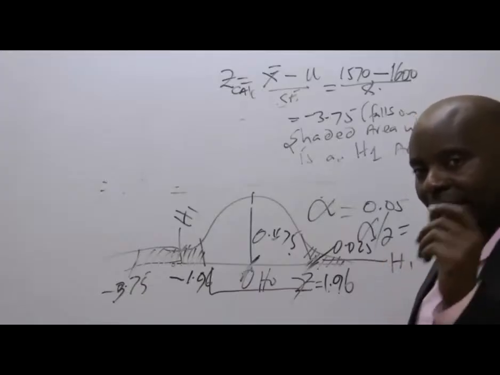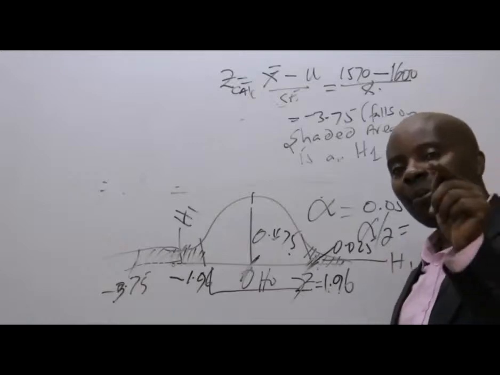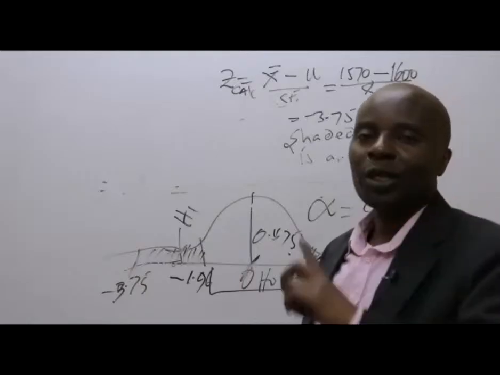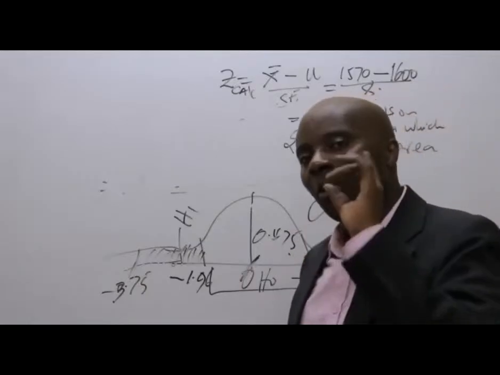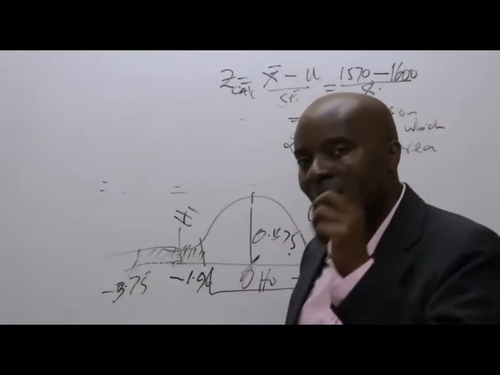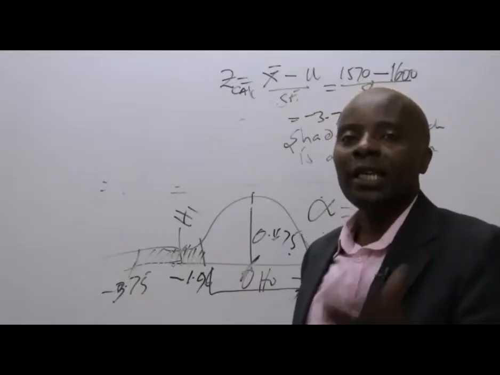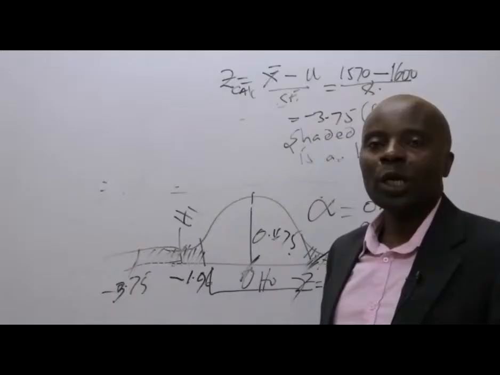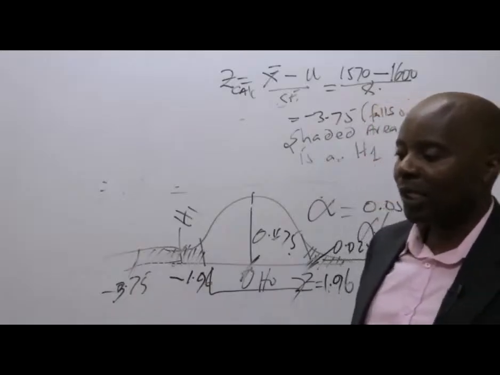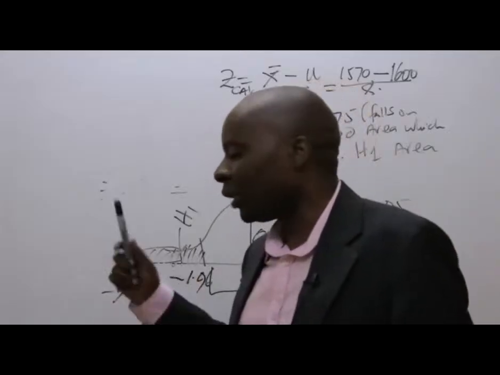So we can only accept H1, meaning that the null hypothesis is not true. The manufacturer who was claiming that his bulbs will stay lighting for 1600 hours has cheated us. Ideally, we expect much fewer hours, because it has fallen on the left-hand side.